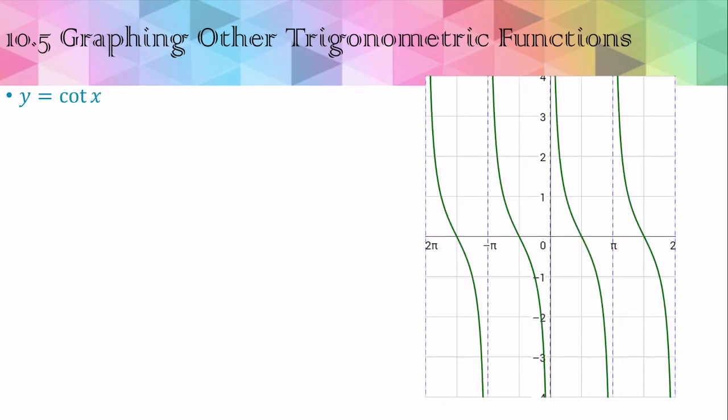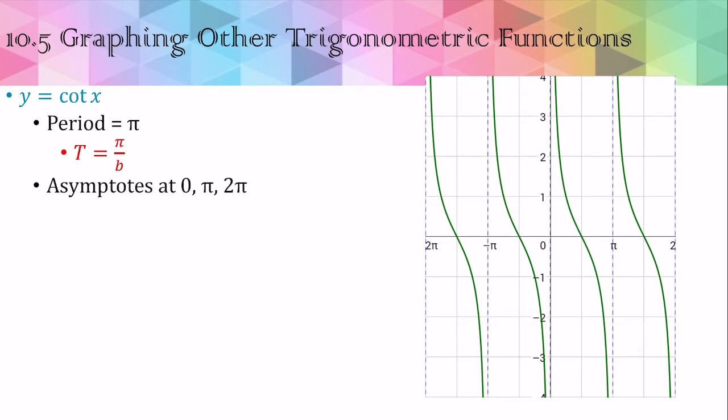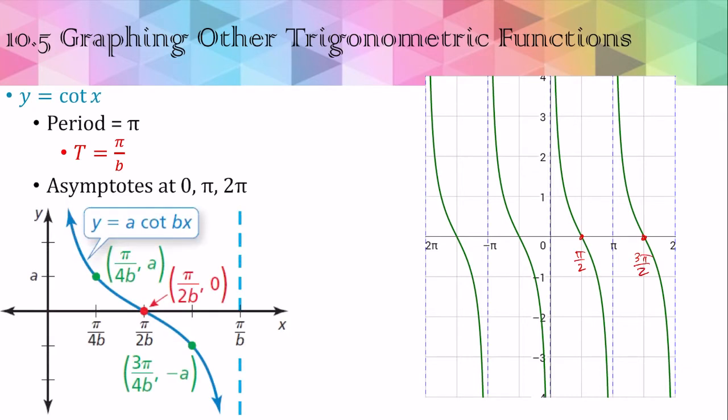For cotangent, it looks similar. It looks more like a reflection. The period is still pi, so it's found by pi over b. The asymptotes are where cotangent is undefined, which is 0, pi, and 2 pi. So that means the x-intercepts are now at pi over 2 and 3 pi over 2. And for the key points, we have the x-intercept, and halfway between the x-intercept and the asymptote is when we hit a and negative a.